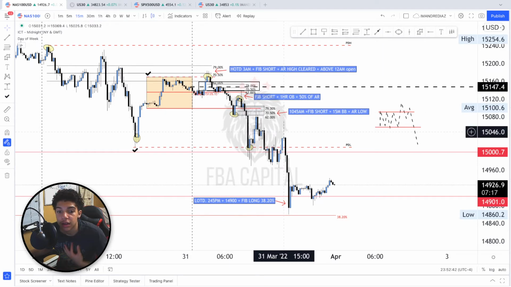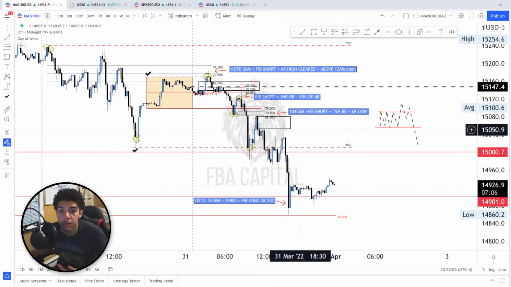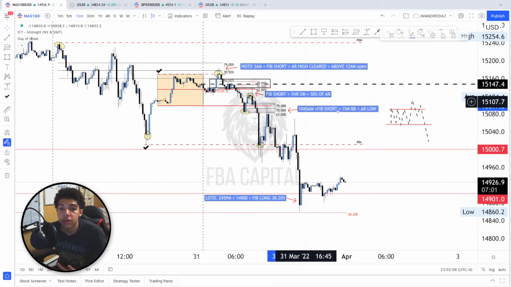So 15 o'clock right here is about 2 o'clock. And I don't trade at that time, sadly. But you can see, same thing. Retrace right into this bearish order block. Fib short. And then it just kept melting. Just because as long as you know the direction, the trade is going to be the easy part.